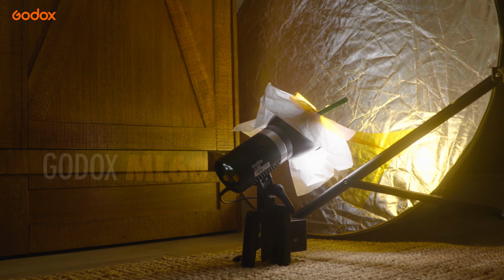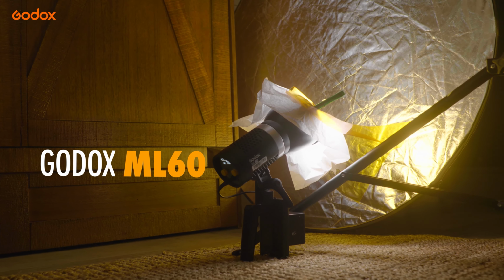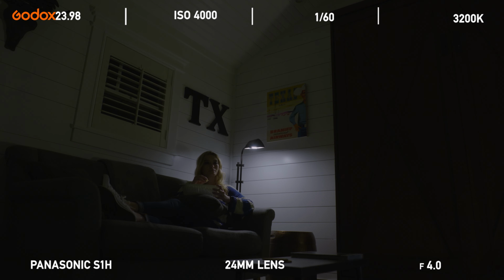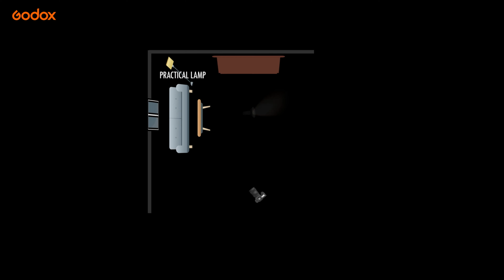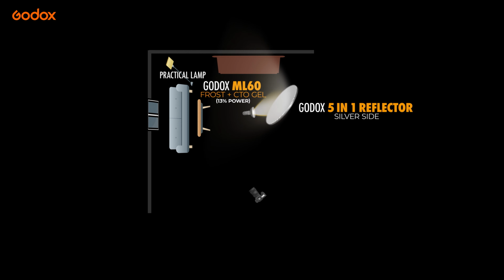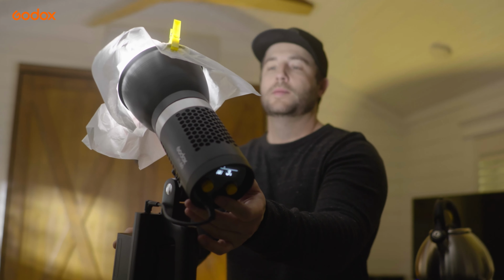So from here I bounced a Godox ML60 off of the 5-in-1 reflector, just the same as before, but this time I bounced it on the silver side of the reflector. I left the CTO gel on to keep some warm diffusion in the scene to help with skin tones. This light was set to 13% power. Once again, I used an ML60 with a frost gel to bounce light off the ceiling to help brighten up the room a bit. This kind of serves as our fill light.